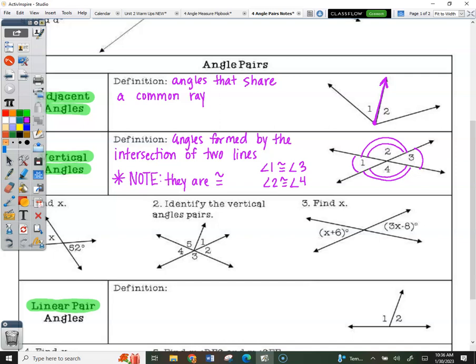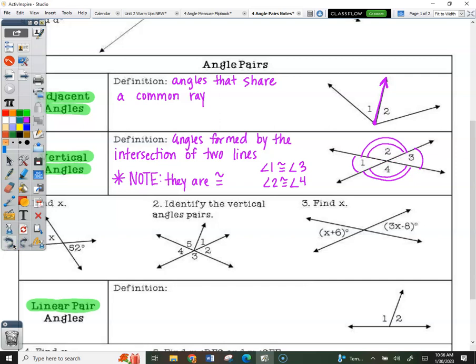Anytime 2 lines cross, bam, vertical angles. Every time. All day, every day. And they're always the ones that are like the back-to-back V. When I say that, I mean like if I trace angle 1, and then if I trace angle 3, V's, back-to-back V's are what I'm talking about.